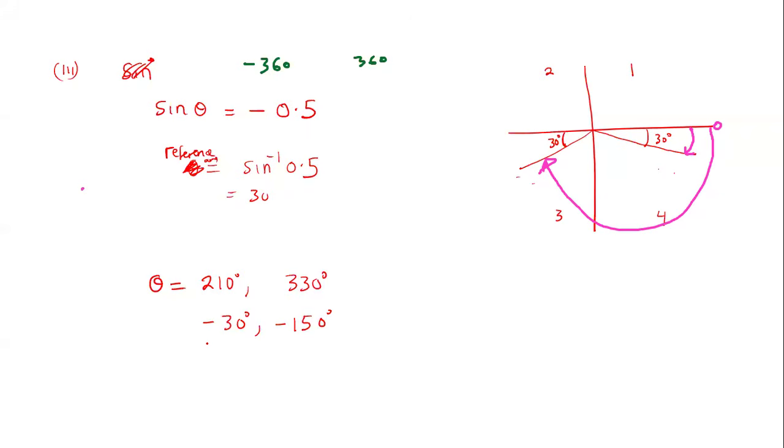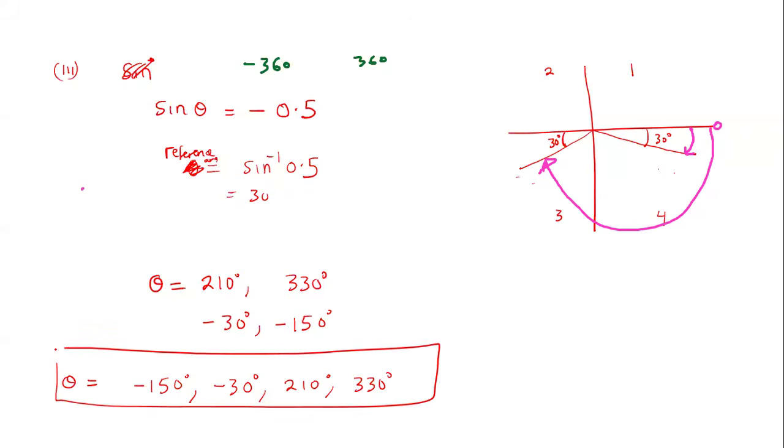Now your next task is to arrange them very well. So I'm going to arrange it as negative 150 degrees, negative 30 degrees, then 210 degrees and then 330 degrees. And members, these are your values for theta. Yes, those are your values for theta.